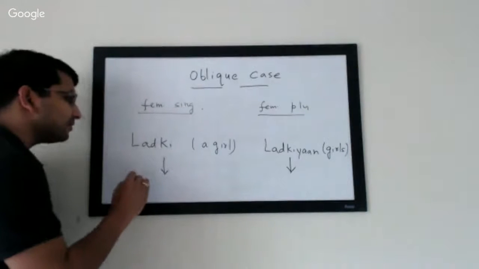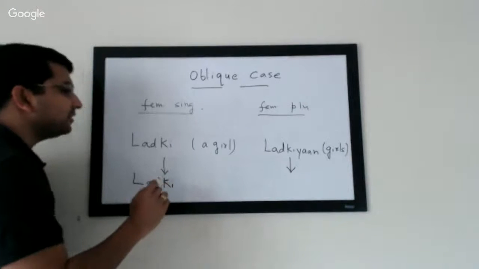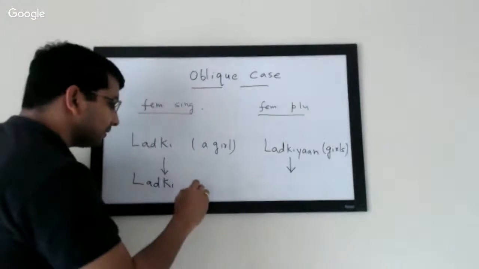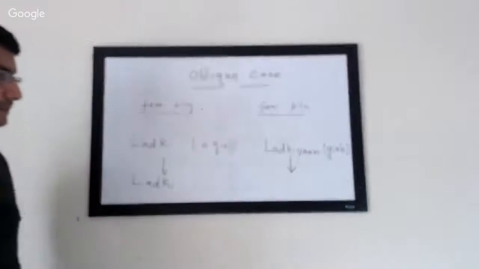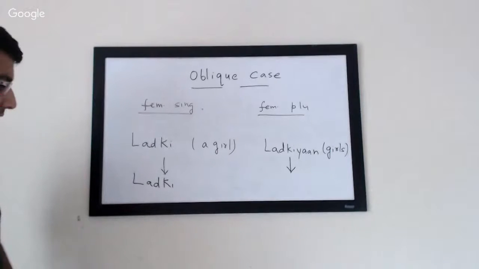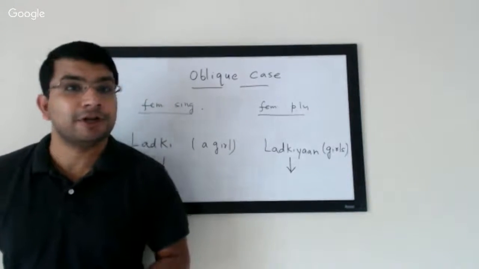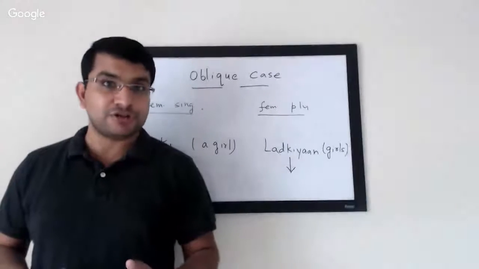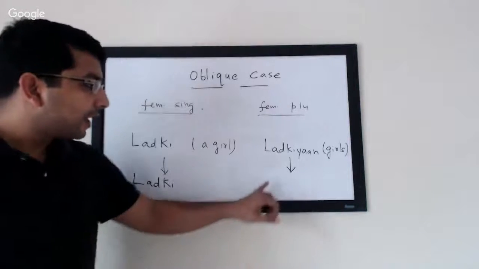So the oblique case of ladki is still ladki, or rather, more generically, for most cases, the oblique case of feminine singular is still feminine singular. It remains the same basically. It's still ladki. If I were to go back to our example, like if I were to say okay, this phone is for a girl, right? Ladki ke liye. It doesn't change. In the case of boy, it was ladke ke liye, right? It changed. But in the case of girl, it remains the same. Ladki ke liye, right? Now, ladkiyan.